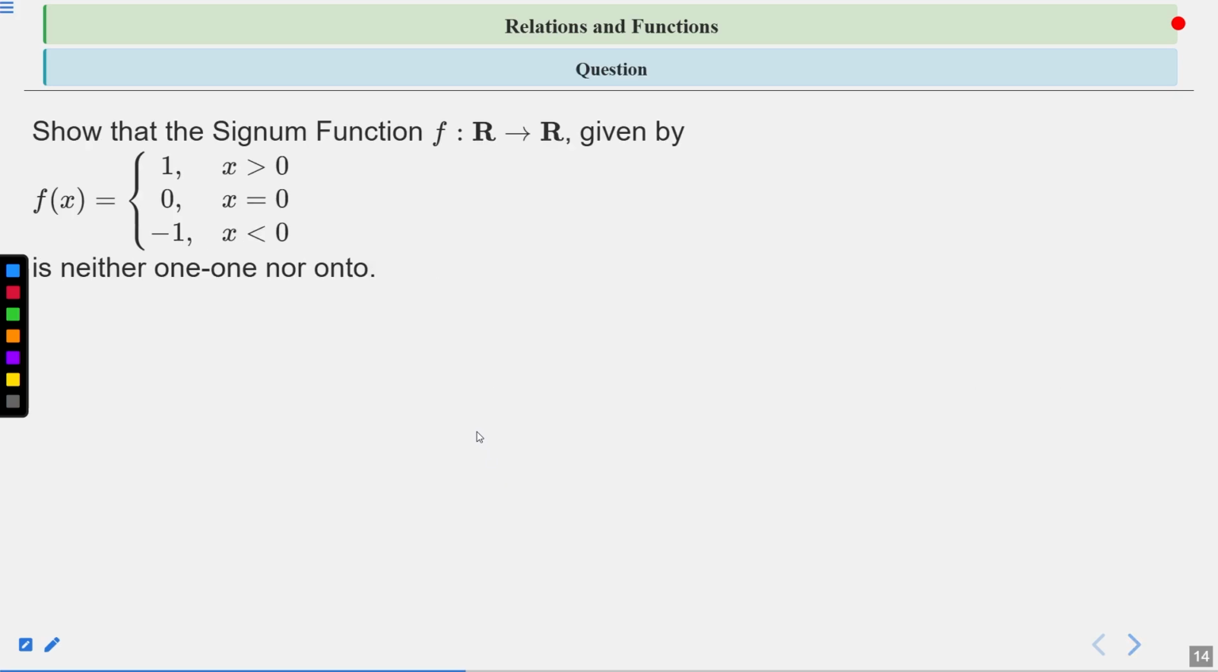Now this question. Show that the signum function defined from R to R, f(x) is equal to 1 when x is positive, 0 when x is 0, and minus 1 for x negative, is neither 1-1 nor onto. Show that. You will have some seconds to try this problem, then afterwards we will move on to the solution slide. So your time starts now.